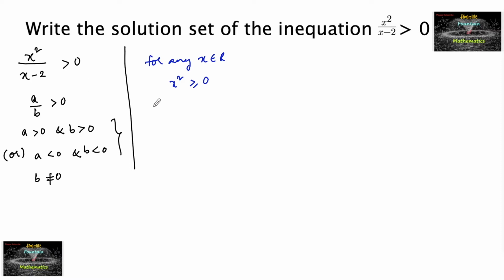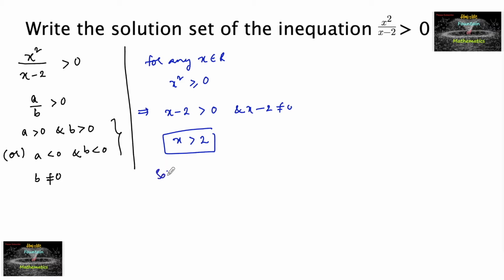So the denominator must be, which implies here x minus 2 must be greater than 0, and x minus 2 should not be equal to 0. Here x minus 2 greater than 0 means x is not equal to 2. So x minus 2 greater than 0, that is x is greater than 2. So for any value which is above 2, this inequality will hold.